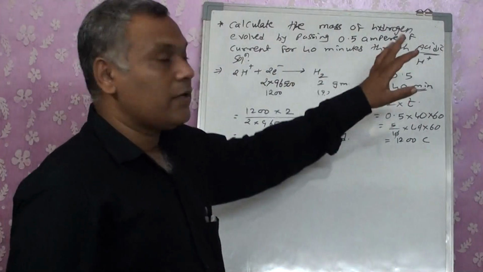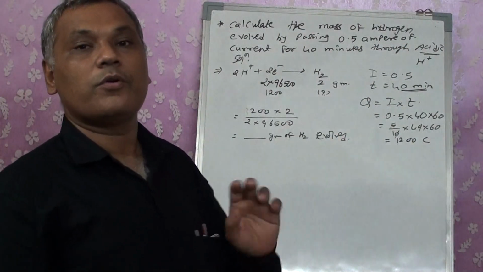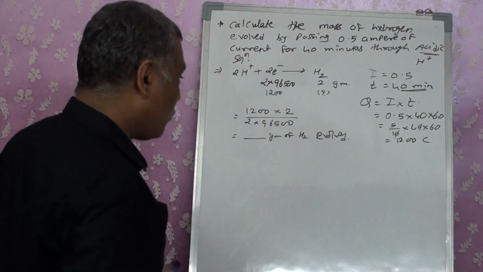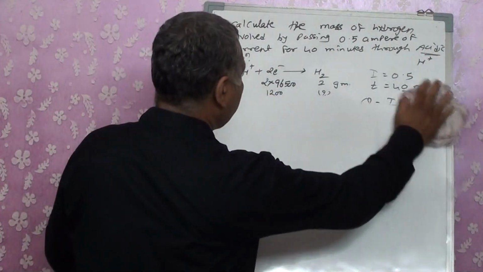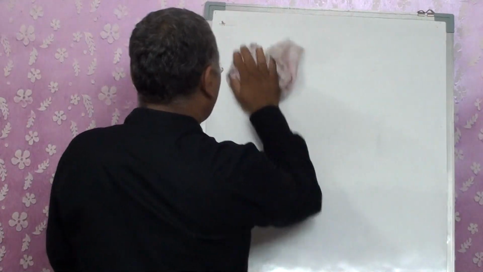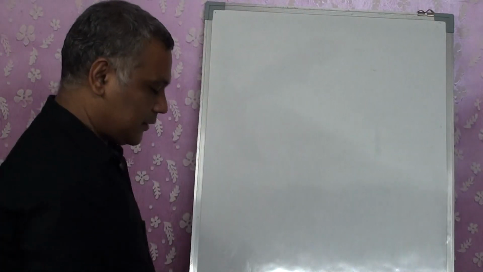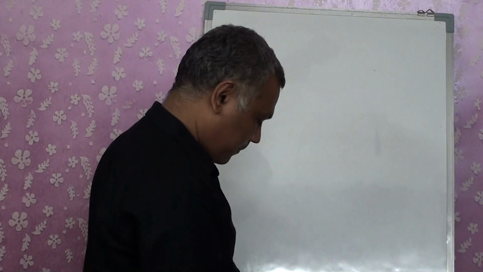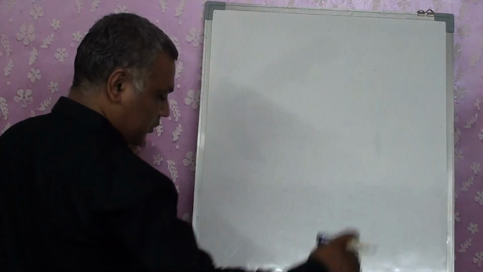How do we get that equation? That is very important for us to write. Right? Okay, let's do some other sum. The next sum that we are having is the electrolysis of a metal salt.